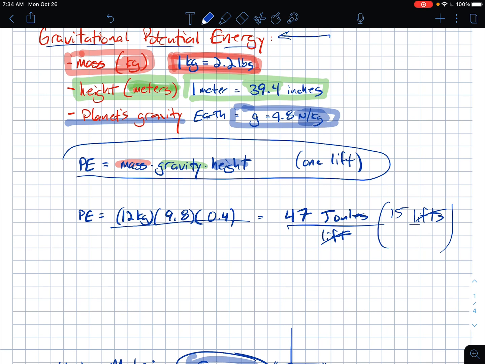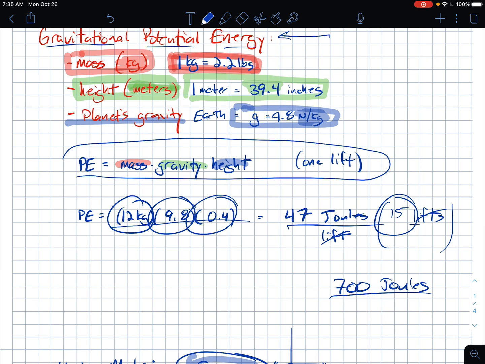I can't do that in my head, but I have a calculator handy around here somewhere. Or I thought I did. Yeah, there it is. Times 15 winds up being something like 700 total joules of energy that I burned by lifting this weight on this planet this far, this many times.